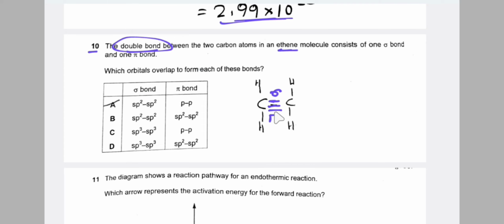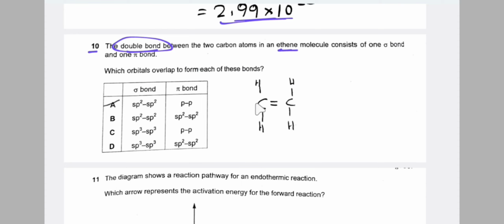That means if there are, suppose, four bonds, then the first bond is sigma and the rest of the three are pi. But for this molecule, the first bond is a sigma bond and the second bond is a pi bond. Which orbitals overlap to form each of these bonds? So what is the orbital overlap?